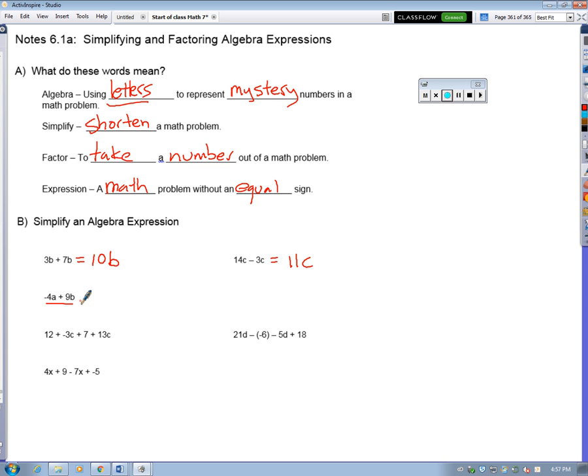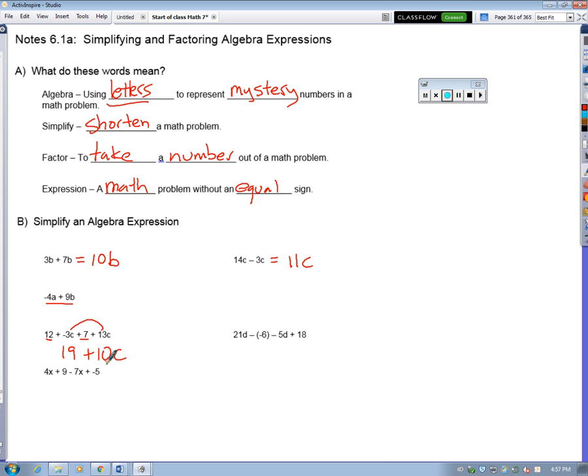Let's try another one here. 12 plus negative 3c plus 7 plus 13c. What we want to do here is put all the stuff that's the same or alike together, like this 12 and 7. 12 plus 7 is 19. And I've got a negative 3c and a 13c. When I put those two together, negative 3c plus 13c, that gives me 10c. So that's what that looks like. This long, ugly expression simplifies down to 19 plus 10c. All I did is I put the stuff that's the same together.